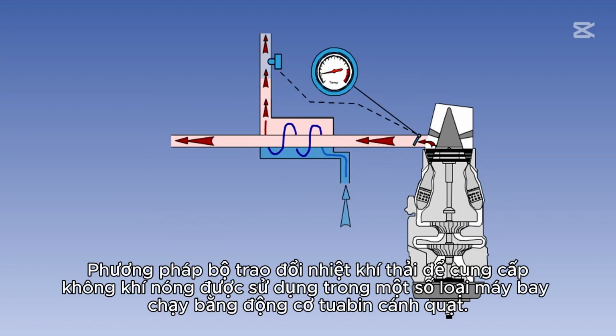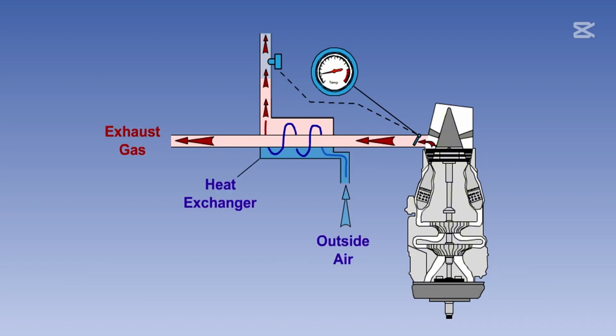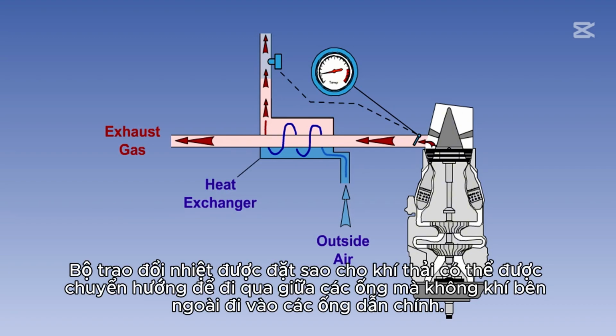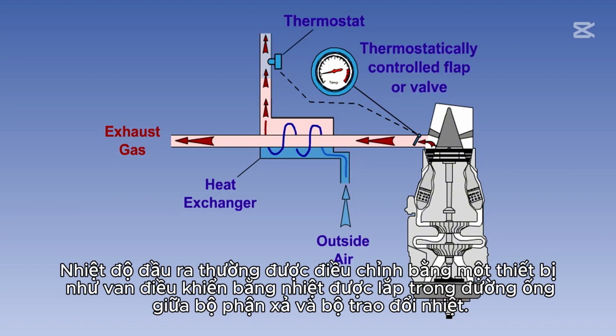The exhaust gas heat exchanger method of supplying warm air is employed in some types of aircraft powered by turbo-propeller engines. The heat exchanger unit is positioned so that exhaust gases can be diverted to pass between tubes through which outside air enters the main supply ducts. The outlet temperature is usually regulated by a device, such as a thermostatically controlled flap, fitted in the ducting between the exhaust unit and the heat exchanger.